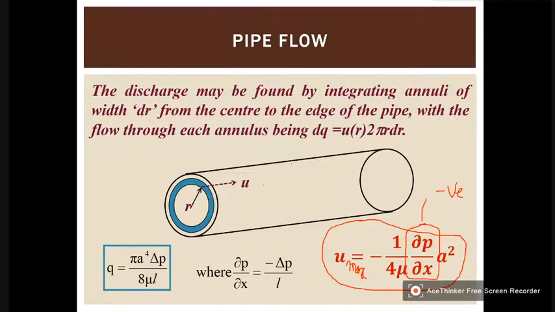So what is pressure gradient? It is (P2 minus P1) divided by (X2 minus X1).